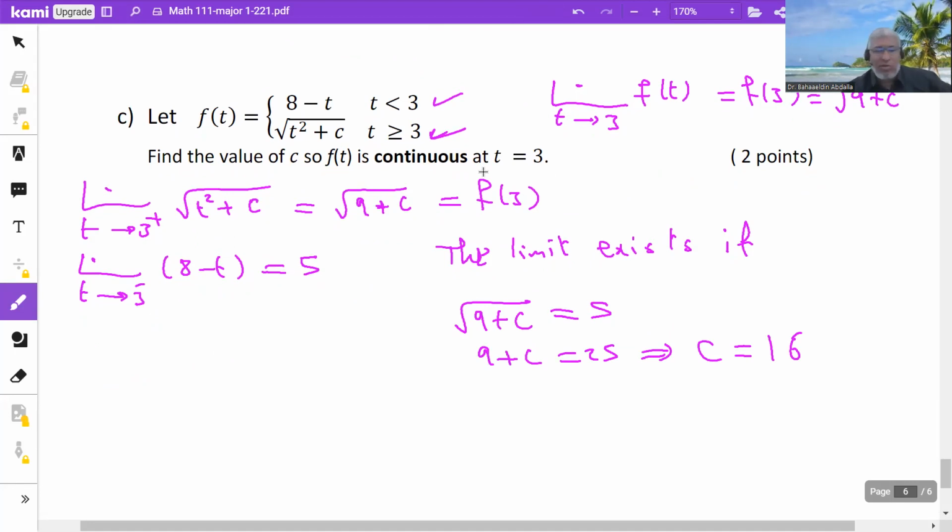So that's the solution. That's the end of this major. Notice that the questions in this major are up to section 2.5. So if your major has other sections, 2.6, 2.7, 2.8, you have to review something else.